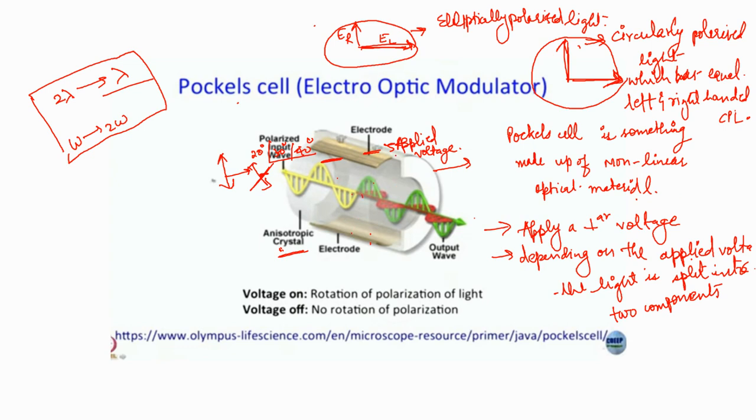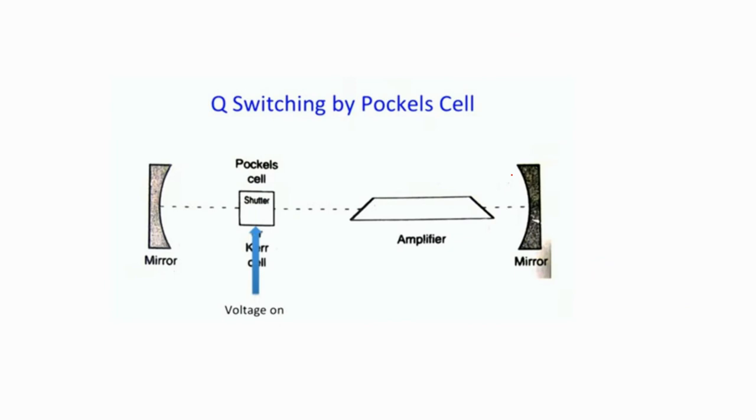Suppose polarized light is the input through the focal cell. When you apply the voltage, there is a change in the polarization of light. Now, suppose this light was totally vertically polarized. What happens when it passes through and comes out? It is polarized by some angle, or there is a change in the polarization by some angle, which has a non-zero value.